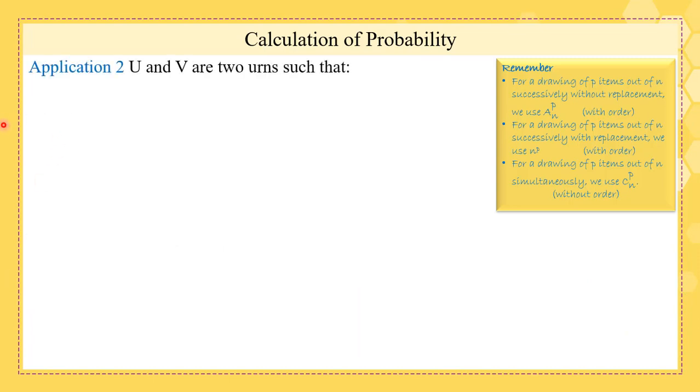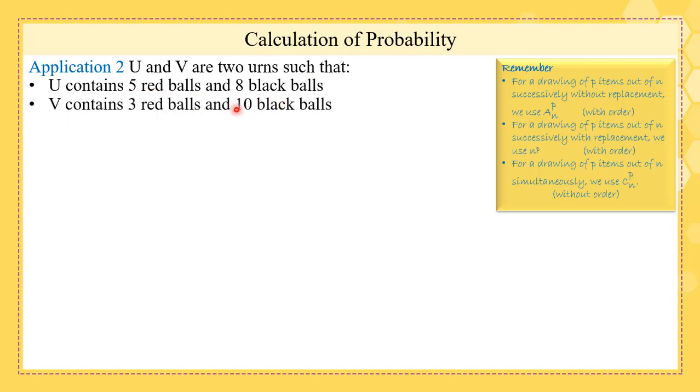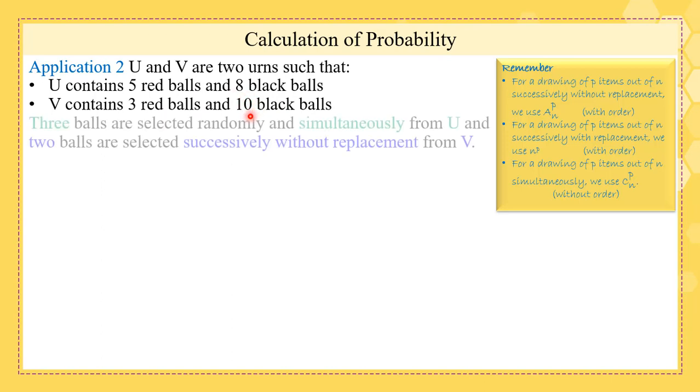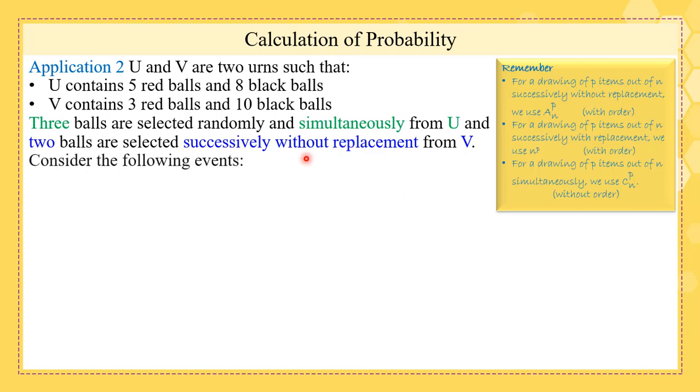Now let's see the second application. U and V are 2 urns such that U contains 5 red, 8 black, and V contains 3 red, 10 black. So each urn contains 13 balls. 3 balls are selected randomly and simultaneously from U, and 2 balls are selected successively without replacement from V. So now we're going to choose 5 balls, 3 from U and 2 from V, and balls from U are selected simultaneously, whereas the balls from V are selected successively without replacement.